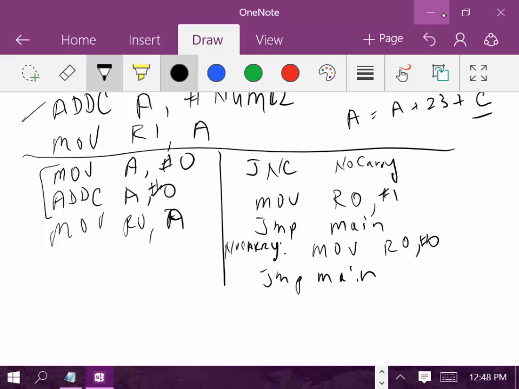We can either do a jump if there's no carry, and if there is a carry, then we're going to go ahead and move a 1 to R0, then we're going to jump back to the main. If there is no carry, then we're going to move a 0 to R0 and jump back to main right there. So you can do it either way right there. But that's how you would do the second part. That's how you do a 16-bit add. So tomorrow or Friday, I expect everyone to get this part done.